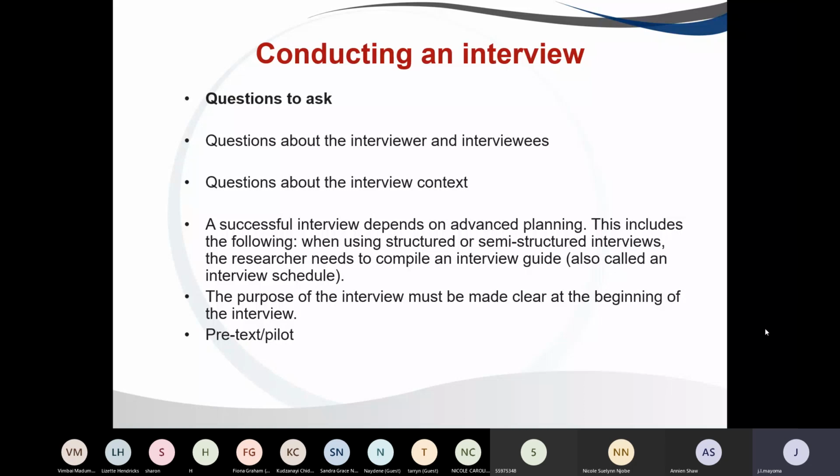Are there any questions on this part of the interview stage? Okay, so I don't see any. Maybe I'll wait a bit. I'll give it a minute.